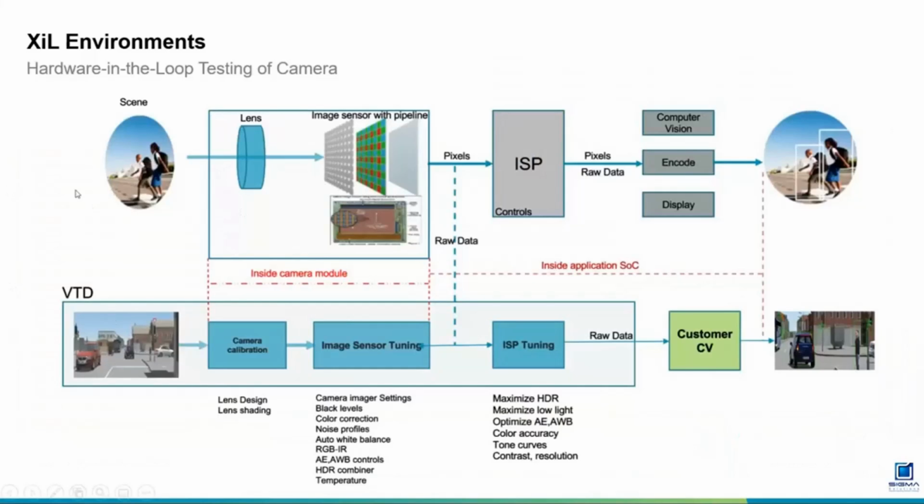And this is a SIL environment. So here for the camera, if you look, you have a real scene, and this is how the CMOS thing happens in real time. Then you have the ISP, okay, and computer vision algorithms. In the VTD also, you can simulate the same thing. Here you have a simulation scene, okay, and camera calibration you can do with the VTD. We have a lens design and lens shading tool, and the image sensor tuning. So where you have camera settings, you could do all those things with our image sensor tuning, and the ISP. Okay, you could do the ISP also. Then you can get the raw data, which you can give to your computer vision algorithms, which will start detecting the things in the scene.